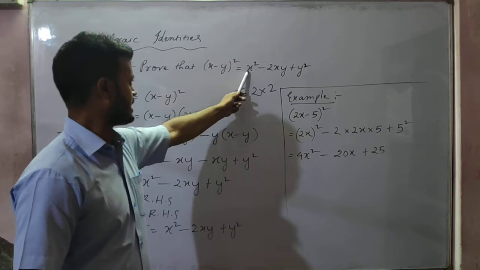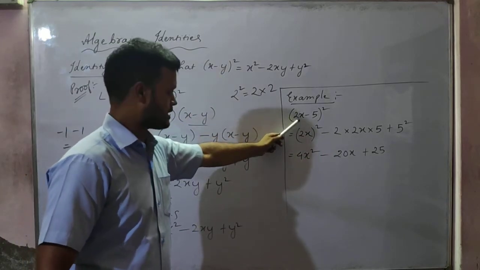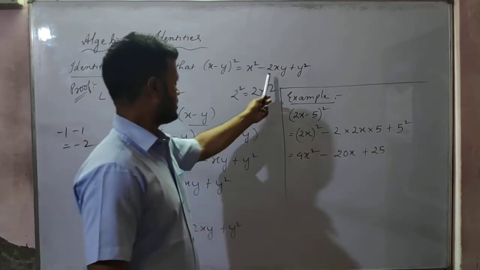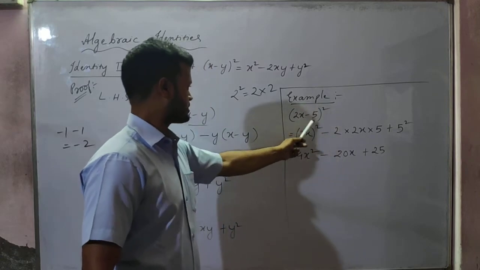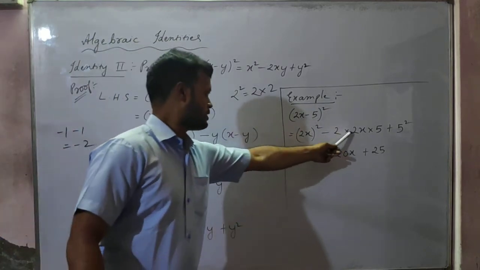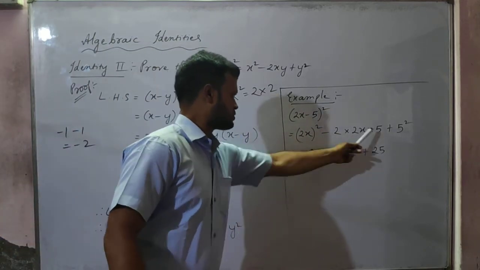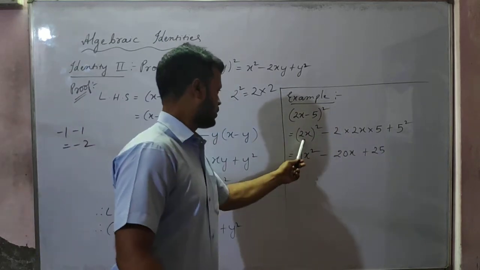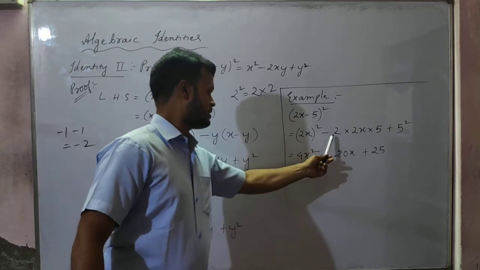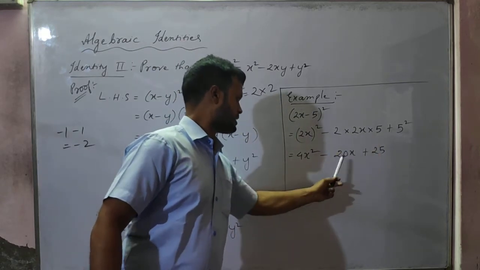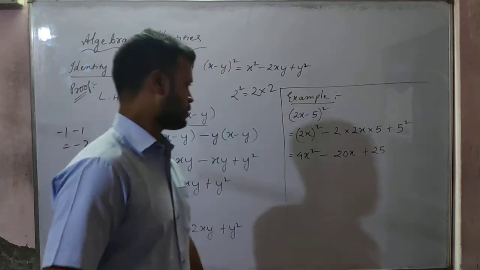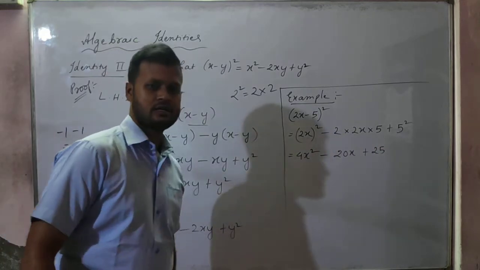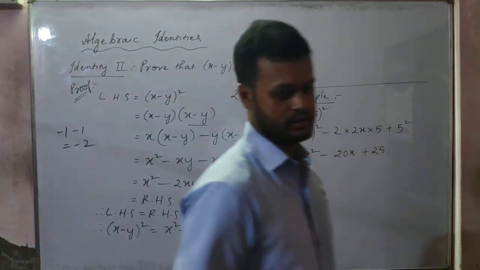So first I will write x square. This one 2x is x, so write 2x whole square. Then minus 2xy. This minus sign will come here. 2 into x means 2x and y means 5, plus y square. Y square means 5 square. 2x whole square will become 4x square minus 2 into 2, 4, 4 into 5 is 20, 20x. 5 square will become 25. Okay, so this is the answer. Okay, students.